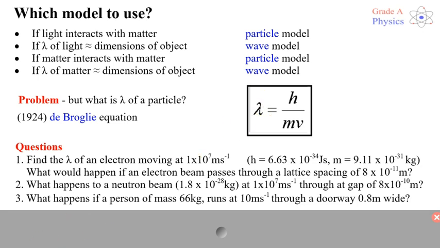So let's have a look at a few examples using the de Broglie formula. So there's a few questions here. If you want to pause the video and try these yourself, that might be a good idea. So this first one we've got, it says find the wavelength of an electron moving at a particular speed.